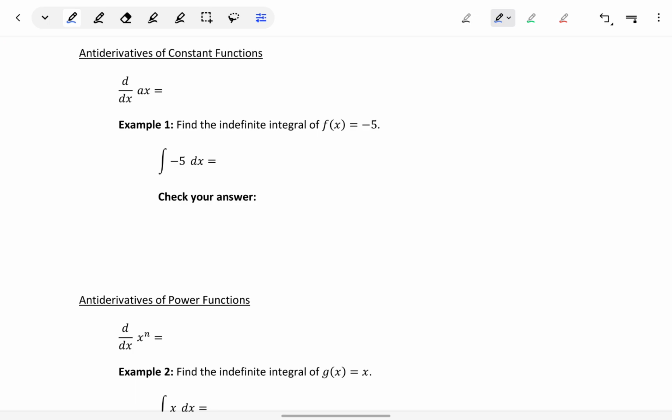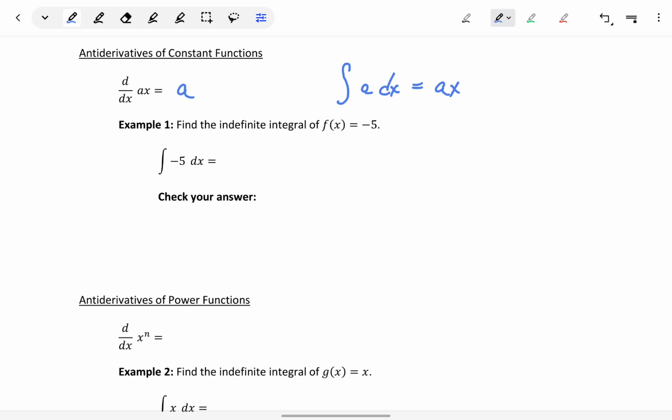Now we want to look at how we can calculate some of those antiderivatives and take those problems in the other direction. First, we'll look at constant functions. We've discussed how the derivative of ax, which is just a constant or a coefficient in front of x, would just be a. Now what we want to do is reverse that, meaning that the indefinite integral or the antiderivative of a constant a dx, which tells us with respect to x, would be equal to ax, that expression that we started with initially.